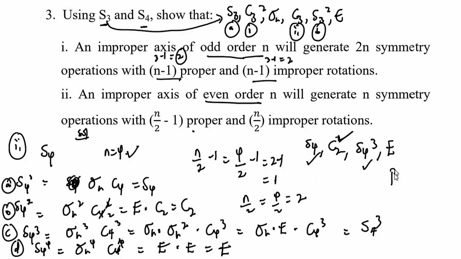So basically proper axes are represented by C_n. Improper axes are represented by S_n, right?